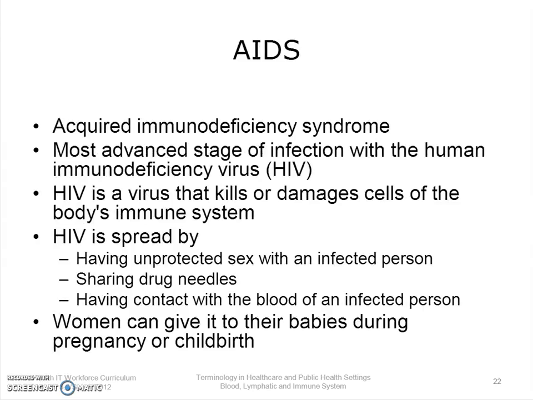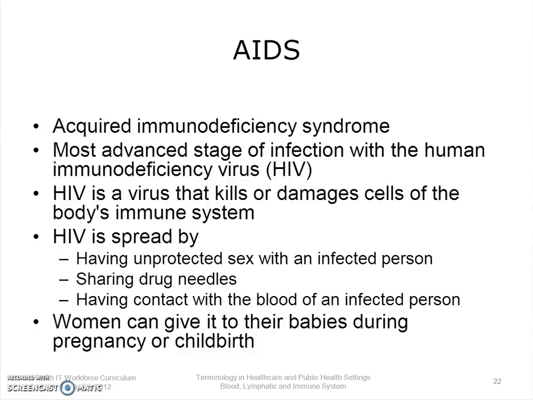A condition of the immune system of serious concern is AIDS. AIDS stands for Acquired Immunodeficiency Syndrome. It is the most advanced stage of infection with the human immunodeficiency virus, or HIV. HIV is a virus that kills or damages the cells of the body's immune system. By damaging the immune system, HIV interferes with the body's ability to fight the organisms that cause disease.